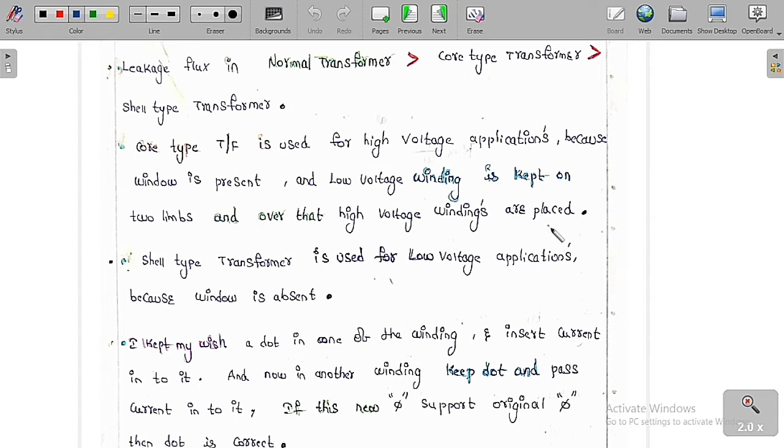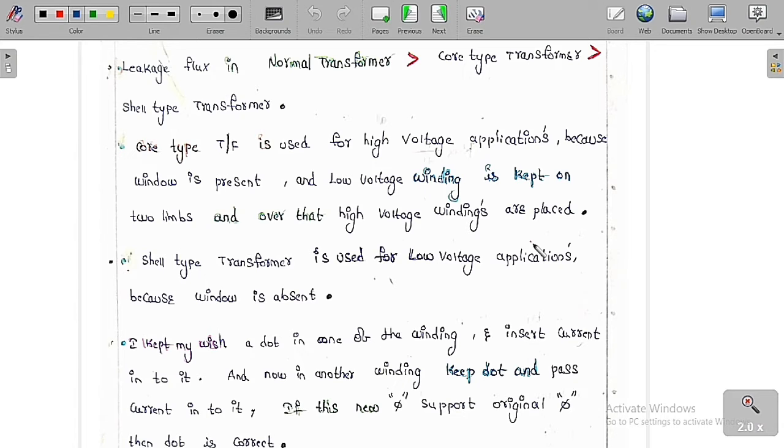So this is a very important point. Because of that reason only, to provide the cooling for the HV winding, we place it over the LV winding. So the more the voltage of the winding, the more insulation is required. Therefore the core type transformer is basically used for high voltage applications because a window is present, and also the low voltage winding is kept on the two limbs, and over that the high voltage windings are placed. This is a very important concept regarding the core type transformer.